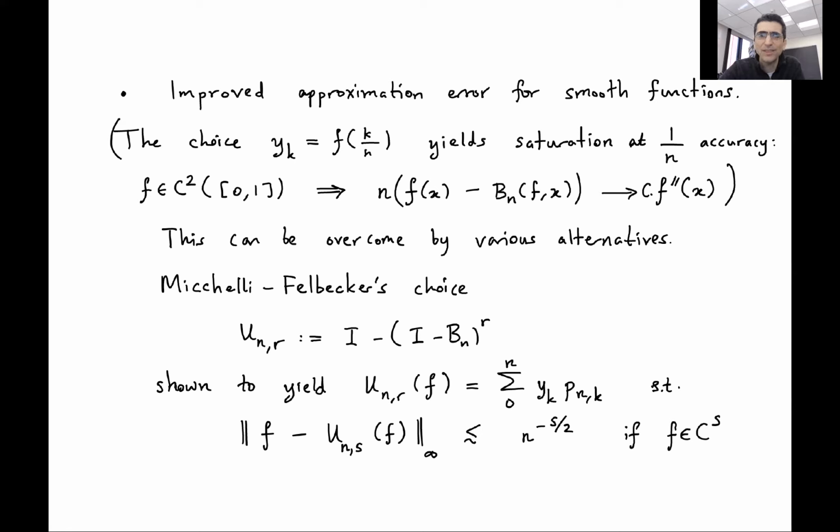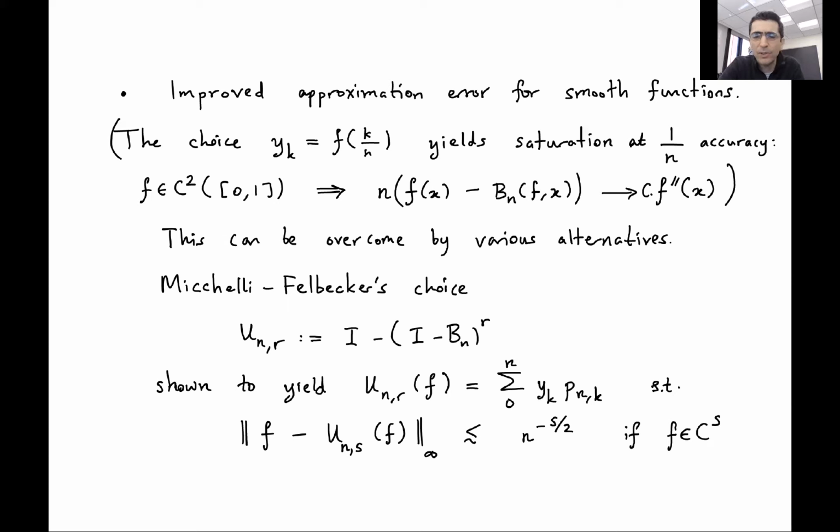This is why one wants to use other coefficients, and there are various alternatives to classical Bernstein polynomials, but what we need is a representation again in the Bernstein basis. Thankfully, there was a result already developed by Micchelli and Felbecker in the 60s and 70s. Their method allows us to compute alternate approximations, I should say, which can take advantage of the smoothness. If f is s times differentiable, it is possible to approximate up to accuracy n to the minus s over 2.